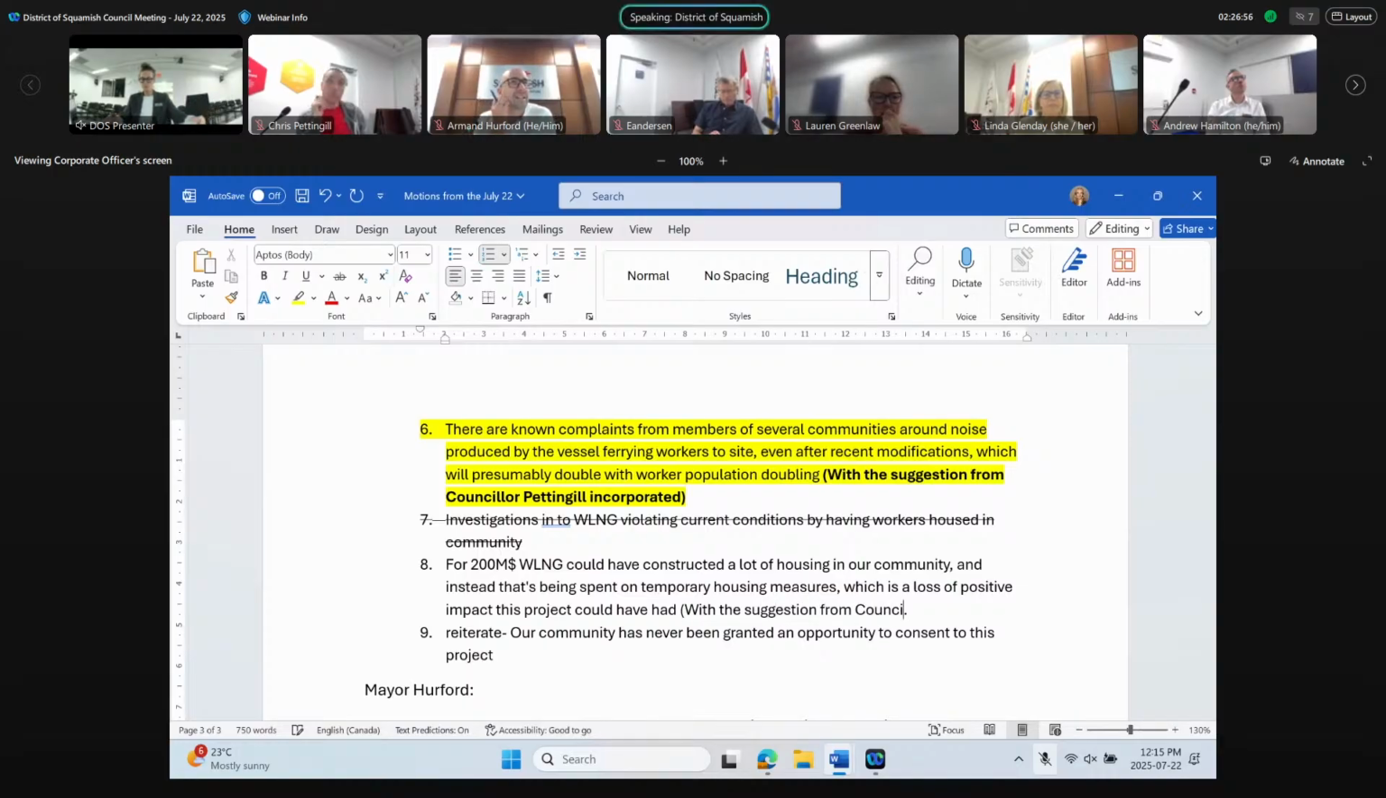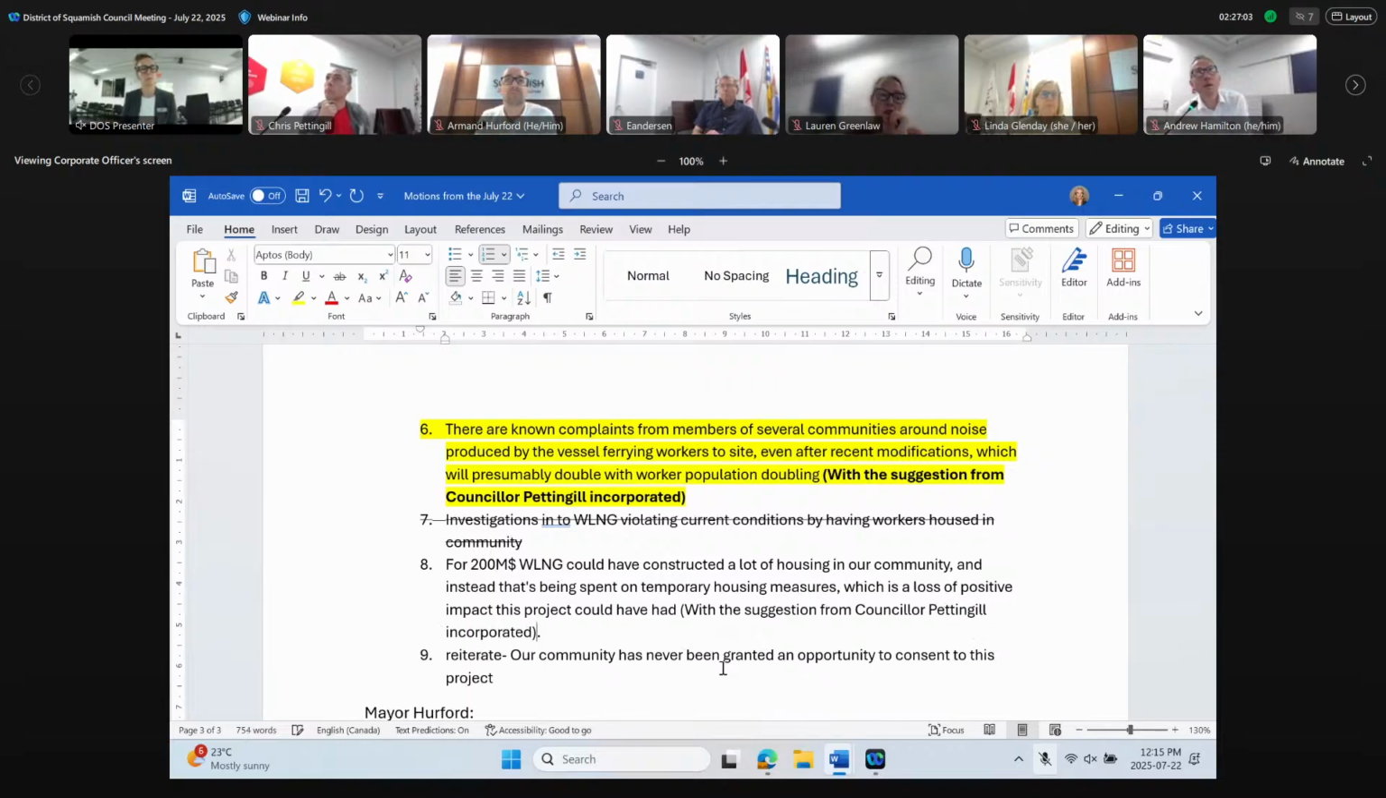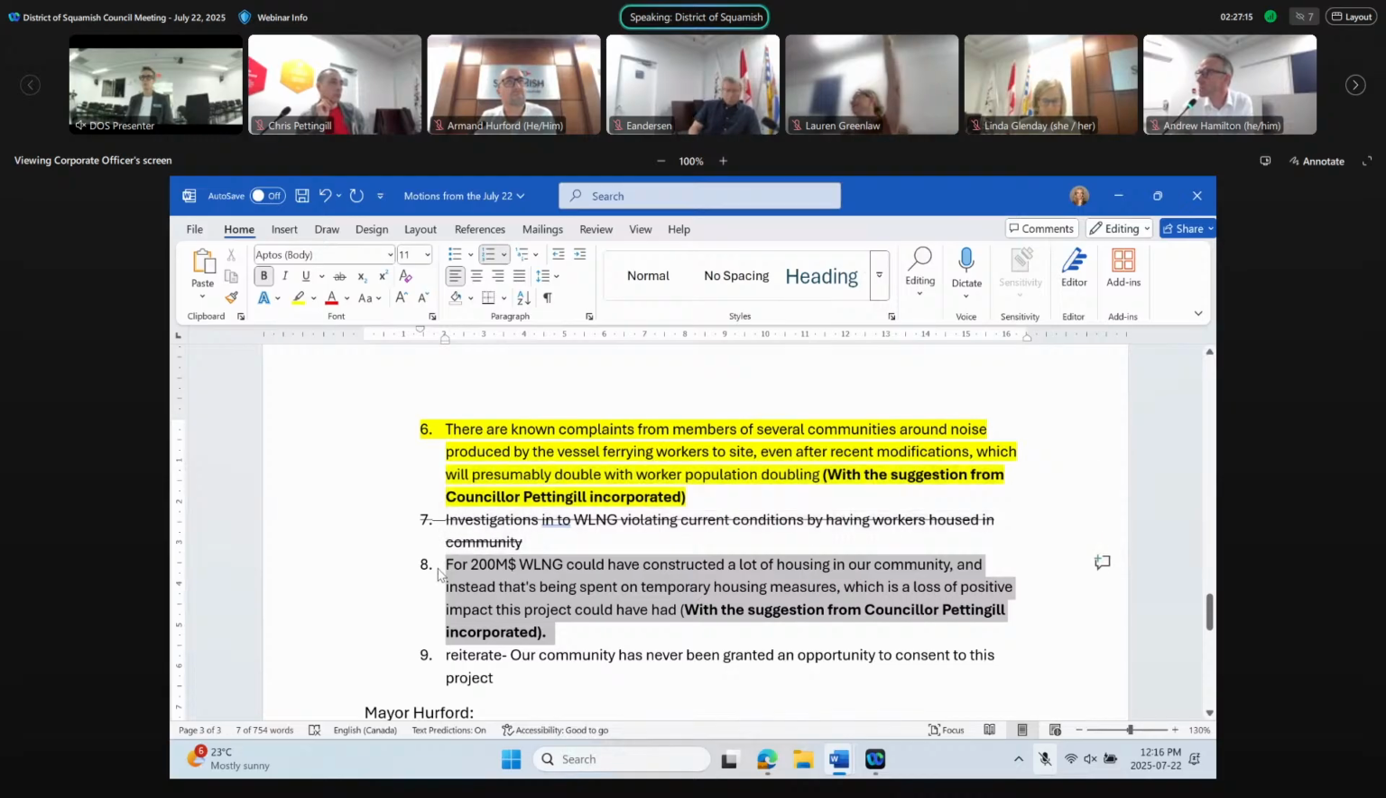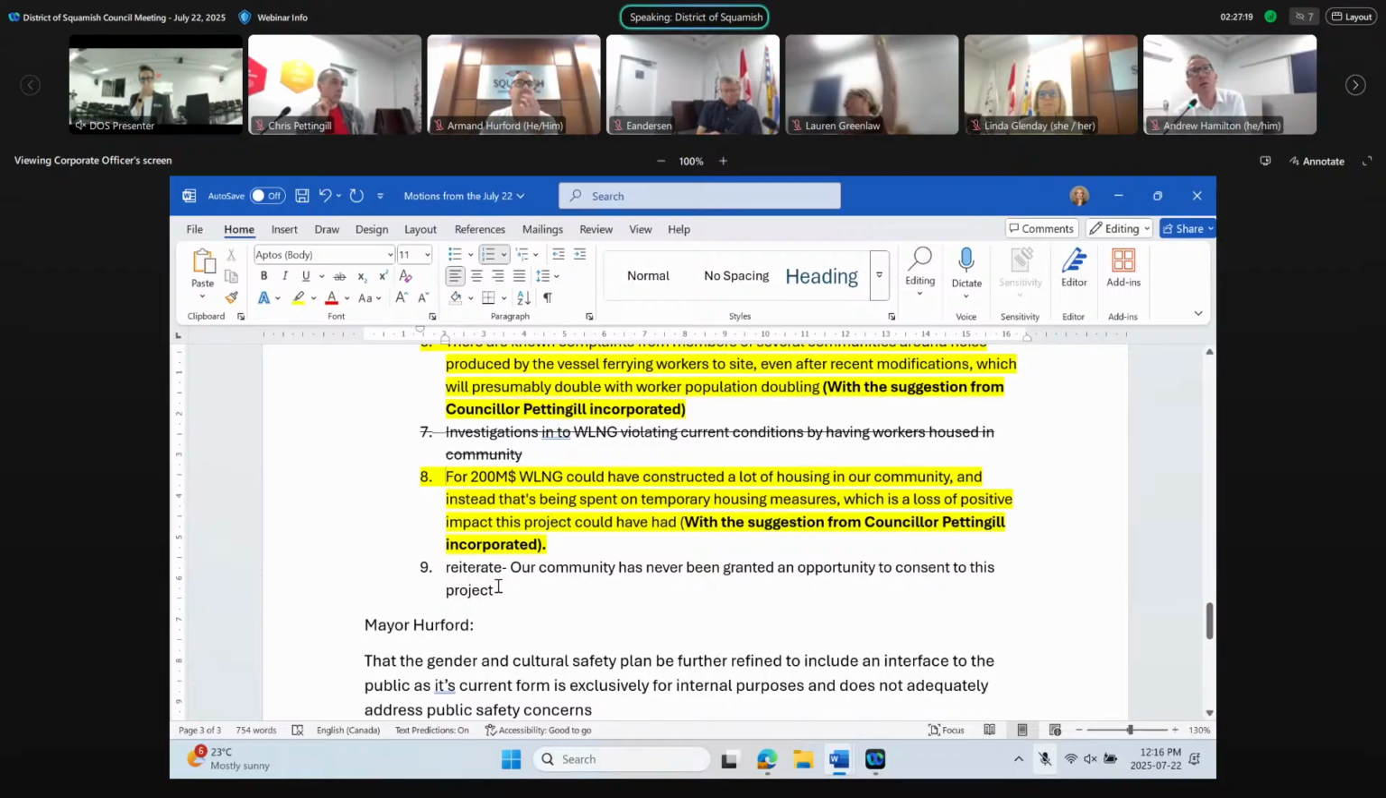Bullet 9. How does everyone feel about bullet 9? Councillor Hamilton? I think that our community did consent to a project on that site through our zoning bylaws. This site is zoned for oil and gas export, so I think that's the point at which we gave away our moment to oppose.